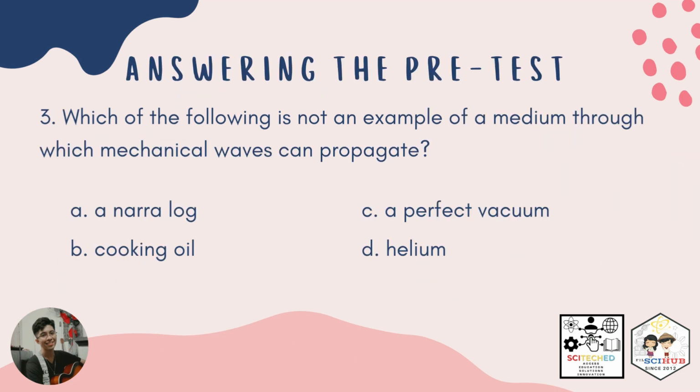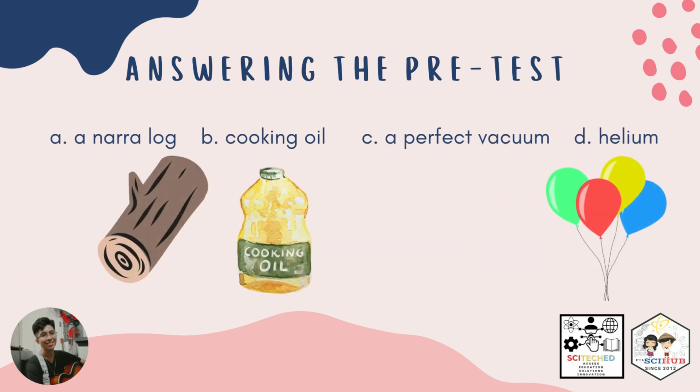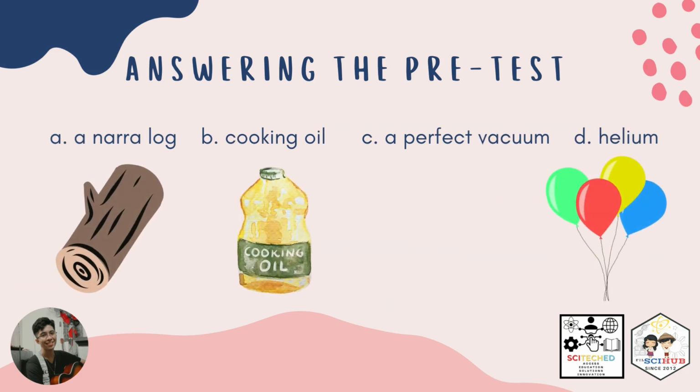Alright? Number 3, based on the choices, one can be eliminated because it is not a medium. It is not matter. It is not a solid, not a liquid, not a gas, and not plasma. And what do you think is the answer? It is letter C. A narra log is solid, cooking oil is liquid, and helium is a gas. However, a perfect vacuum means that there is no single molecule or atom, which we know makes up matter.